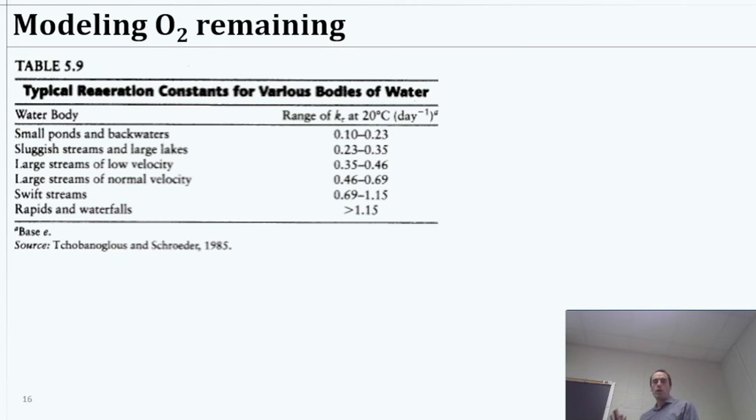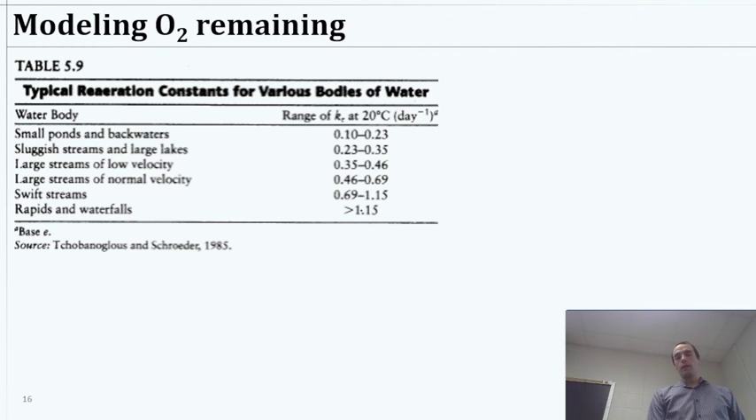Okay, so a few typical numbers here. We could use these or select something in these ranges if we wanted to. For the reaeration constants, just to give you a picture of it, small ponds and backwaters, 0.1 to 0.23 per day would be typical numbers here. This is at 20 degrees Celsius. We've got sluggish lakes, 0.2 to 0.3. Large streams of low velocity, 0.3 to 0.4 for almost 5.